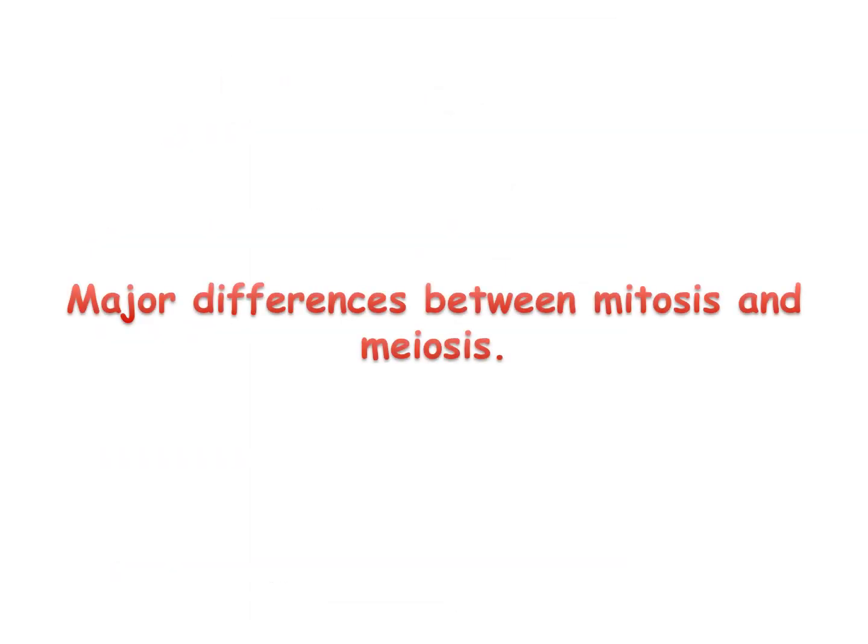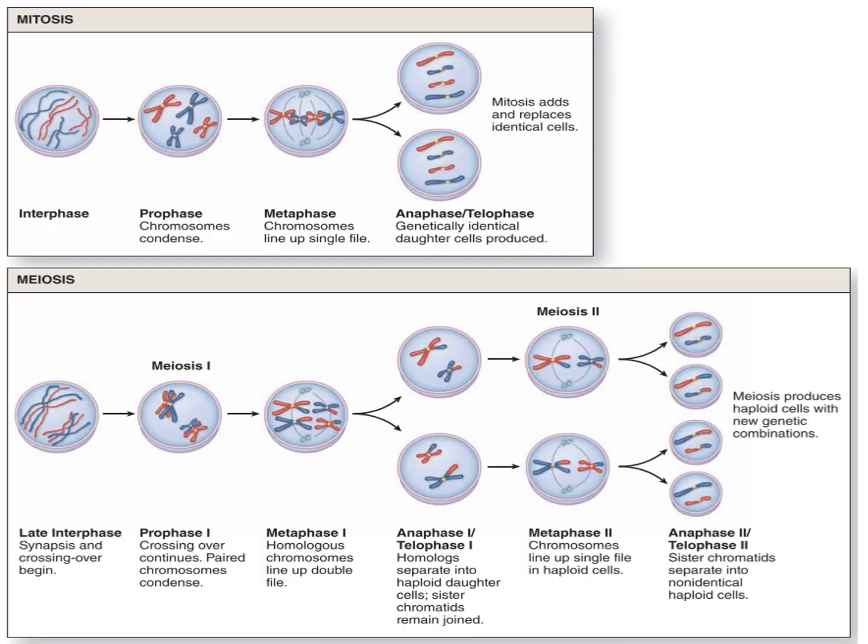Now, about the major differences, as a summary, between meiosis and mitosis. They share many aspects of chromatin condensation and separation. But there are major differences. Mitosis is one cell division that produces two diploid cells, while meiosis, as we will mention later, involves two cell divisions and produces four haploid cells.